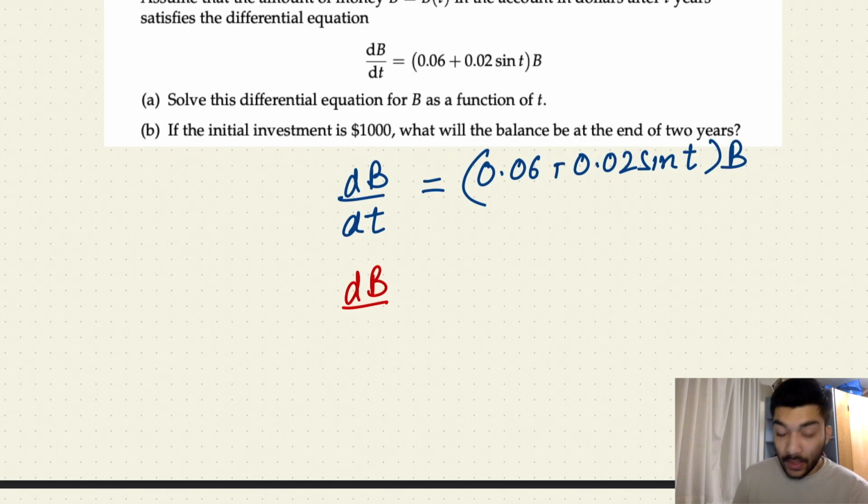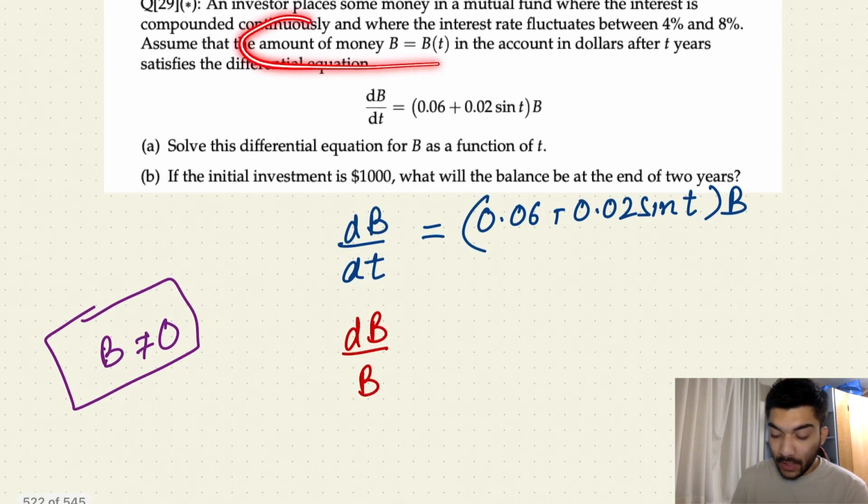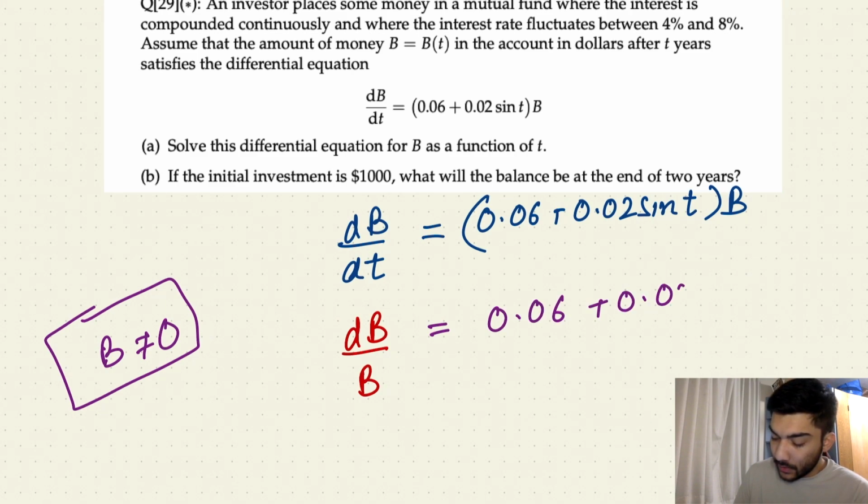Now notice that on your left hand side you have B in your denominator. If you're dividing an expression by B, you also have to add a constraint that B is not equal to 0. The initial amount of money in the account is never 0, so we take this fact into consideration: B, the amount of money in the account, is never 0. On the right hand side, you'll have simply 0.06 plus 0.02 sine t times dt.